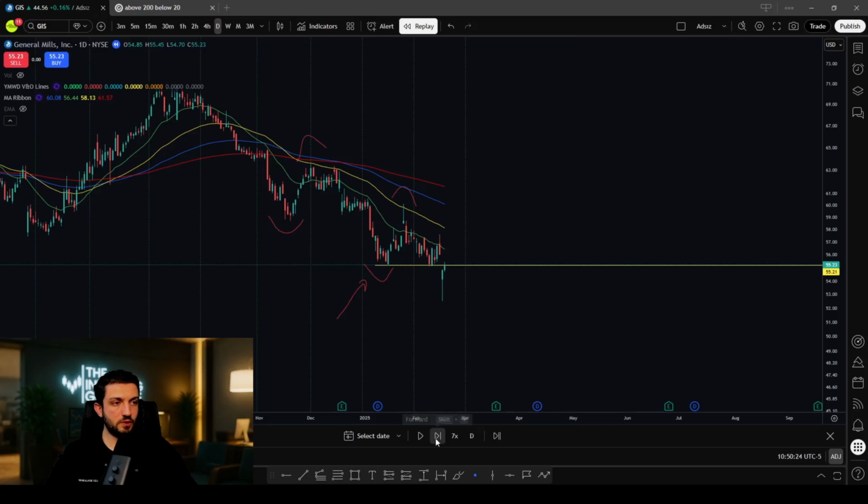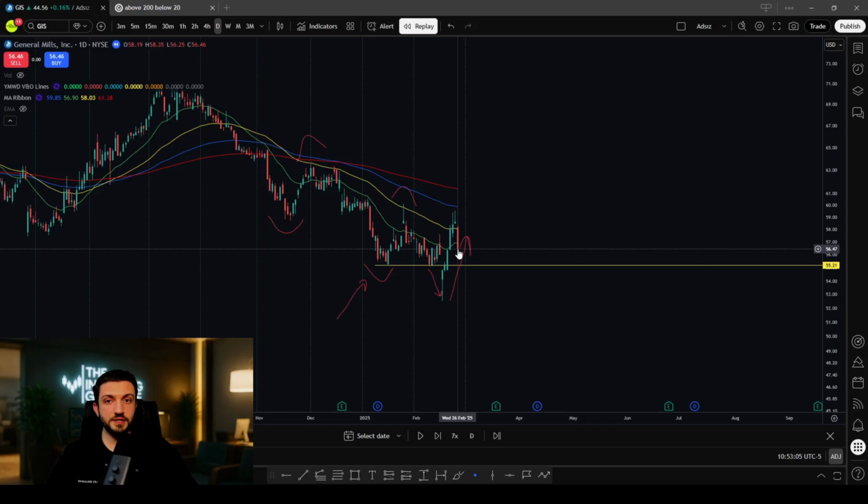Let's play a little more. As you can see, this last push was manipulation because price got rejected right here and had a huge reaction to the upside. Now I'm looking for a long entry. If price comes down a little bit more, I will be a buyer. Let's play more. Okay, now I can be a buyer right here.